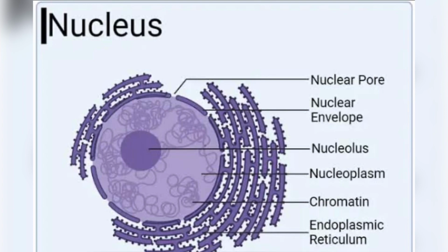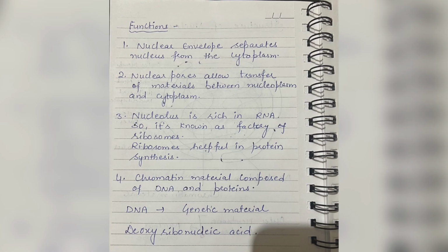Next we have the functions of the nucleus, the components which are performing the different functions. If we are talking about the nuclear envelope, it helps to separate the nucleus from the cytoplasm. Then it helps to store the nuclear components, that is the nucleolus, nucleoplasm, and the chromatin material, separate from the whole of the cell. Then nuclear pores allow the transfer of material between the nucleoplasm and the cytoplasm. Whatever material is required by the nucleus can enter through the nuclear pores, and whatever is not required can exit through the nuclear pores.